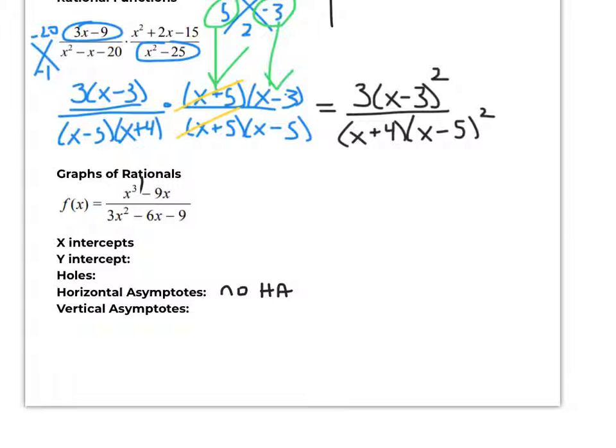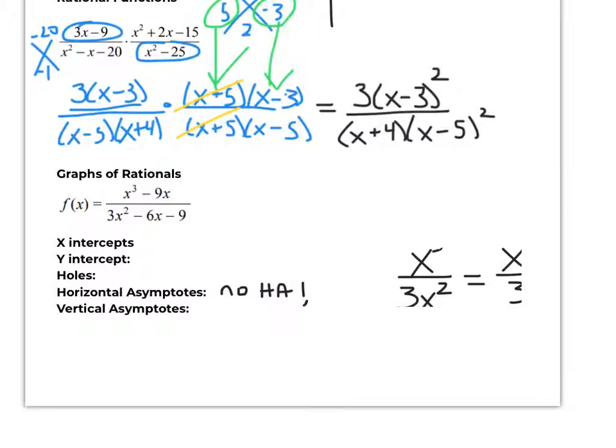We looked at it another way, looking at the term with the highest exponent. So we would do x cubed over 3x squared, and that would reduce to x over 3. As x goes to infinity, this is just going to go to infinity. It's not going to a specific number. It's just some really big number divided by 3, and another really big number divided by 3. It's just getting big, big, big. So there's no horizontal asymptote.